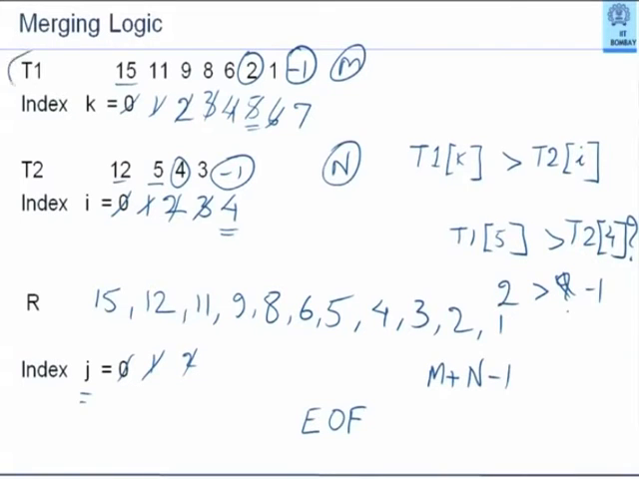Suppose the arrays were sorted not in descending order, but in ascending order. Will minus 1 work at the end? No answer. Suppose these two arrays, T1 and T2, were not sorted in descending order, but in ascending order, and I want to create R in ascending order naturally. It won't work. In fact, the comparison will have to be different.